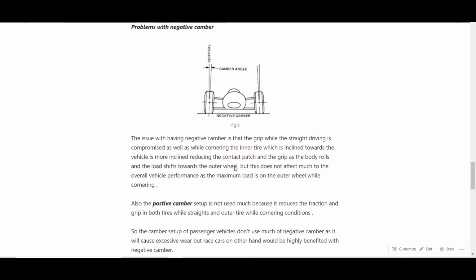So we can conclude that the race cars, as they go through much of cornering situations, can have negative camber, and as the passenger cars are much more highly used for straight driving and less for cornering, they can have zero camber or a slight positive camber.